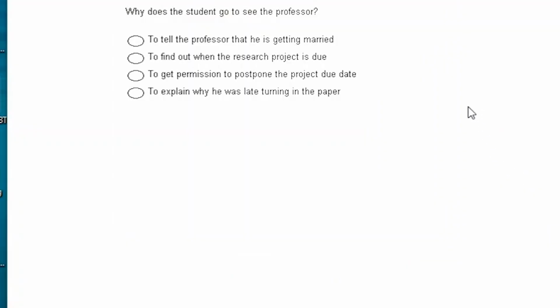Okay. Why does the student go to see the professor? So we're gonna do this one. I remember I have here my notes, and he goes to see her because he wants to ask to postpone the homework, right? That he wants to turn it in after the wedding. Let's see. Getting married? No. Permission to postpone? Yep, exactly this one. C. Okay, so that's how you do it. It's very easy. Listening is very easy, as long as you have good notes.